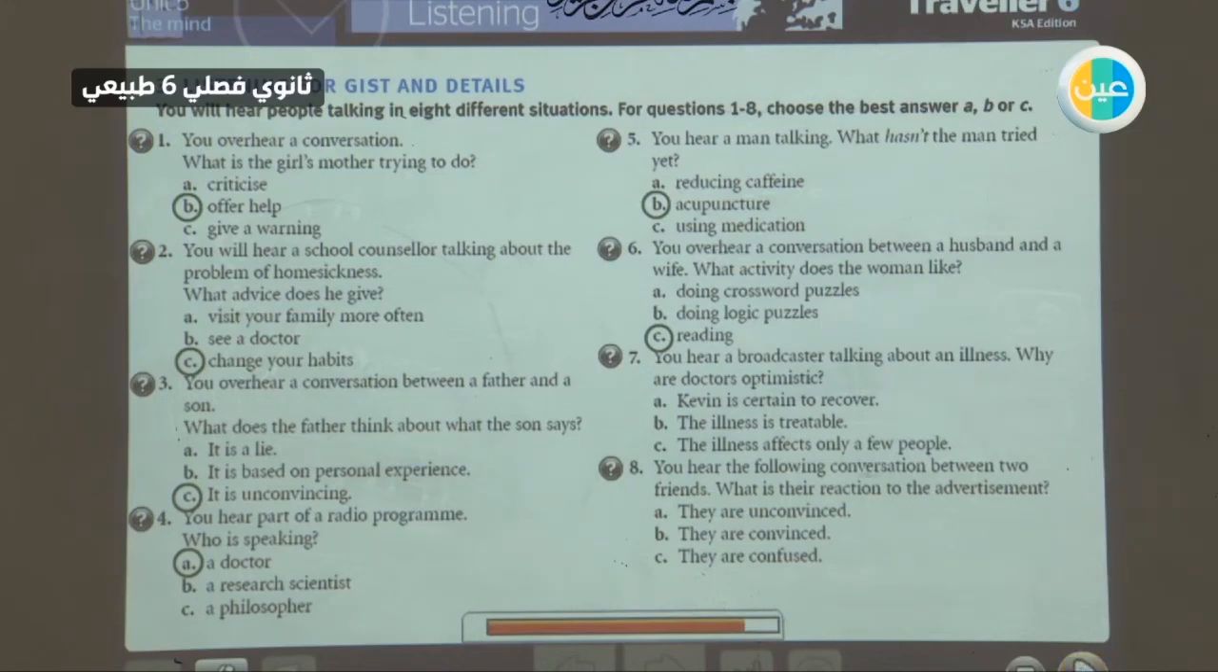So they are optimistic because the illness is treatable. They are hopeful, they are happy that they can treat the illness. Now, number 8. You hear the following conversation between 2 friends. What is their reaction to the advertisement? A, they are unconvinced. B, they are convinced. C, they are confused.